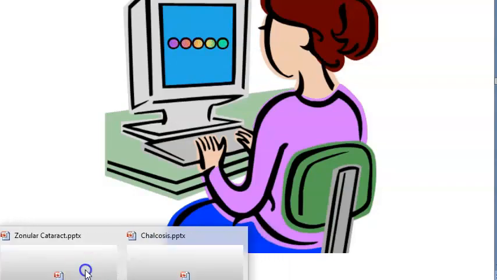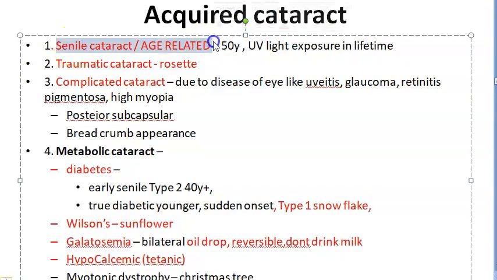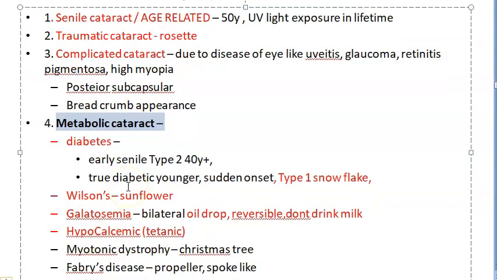Let's take a recap now. So you have senile cataract, age-related, above 50 years, because of their age. They have exposure to sunlight so much that they would have developed cataract. You have traumatic cataract, which can be rosette cataract. Complicated cataract will be disease of eye like uveitis, glaucoma, retinitis pigmentosa, high myopia, etc.